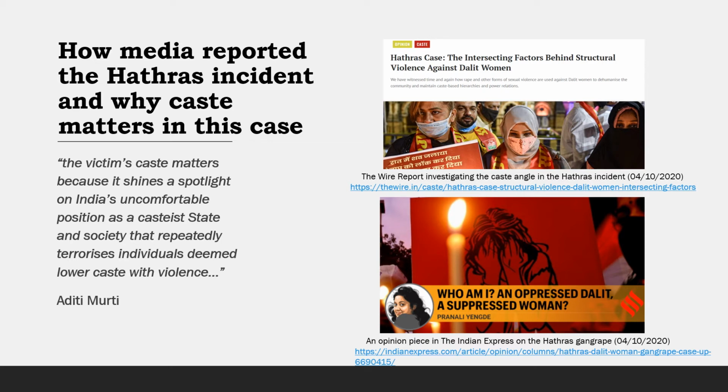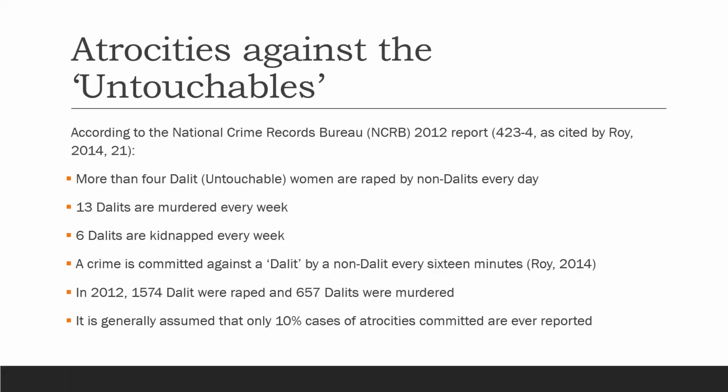As writer Aditi Murthy says, the victim's caste matters because it shines a spotlight on India's uncomfortable position as a caste state and society that repeatedly terrorizes individuals deemed lower caste with violence. The ingrained prejudices of Hindu society are manifested in these records of the National Crime Records Bureau. More than four Dalit women are raped by non-Dalits every day. A crime is committed against a Dalit by a non-Dalit every 16 minutes.